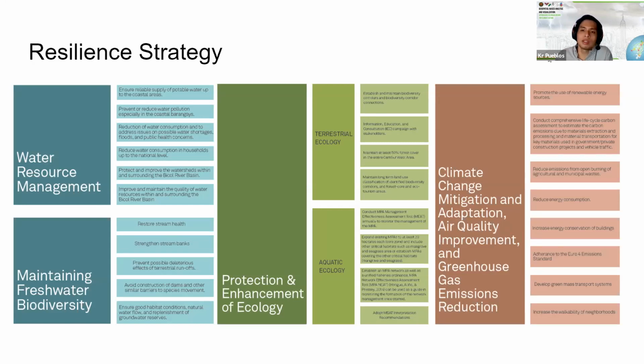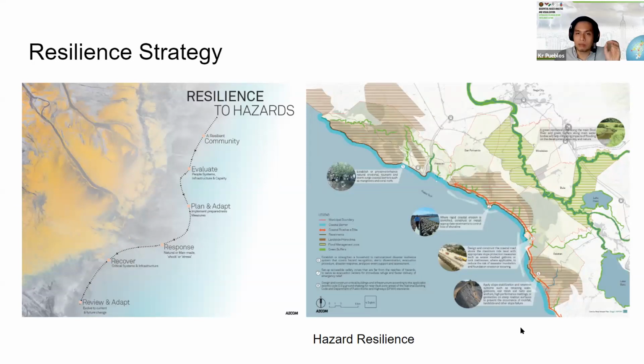Moving from that, we also laid out a resilience strategy where we listed water resources management, maintaining freshwater, biodiversity maintenance, protection and enhancement of ecology, and climate change mitigation. So these are several different actionable strategies, which we also mapped out with hazard resilience in mind. So we looked at the coast, we looked at mangrove areas, we looked at flood risk areas, we looked at potential protection zones to mitigate flooding, to mitigate storm surges.